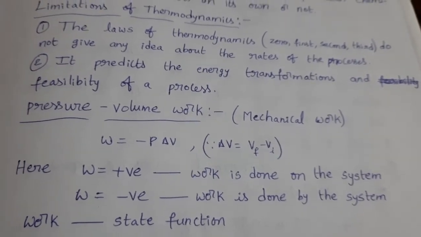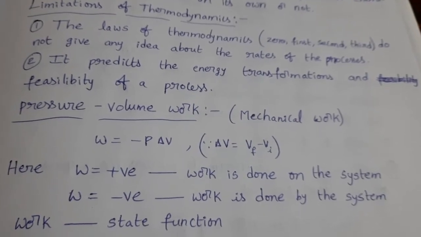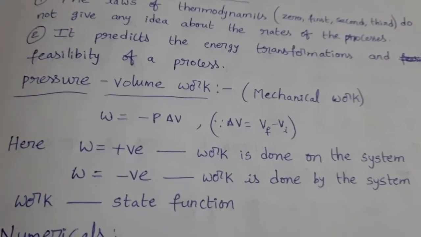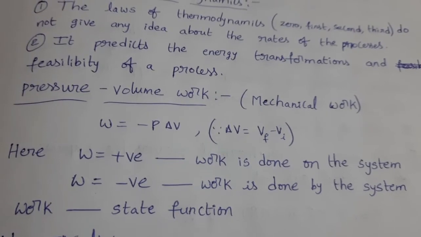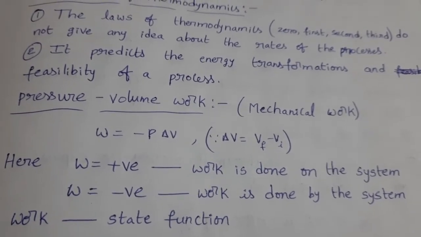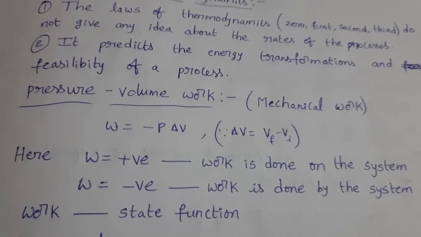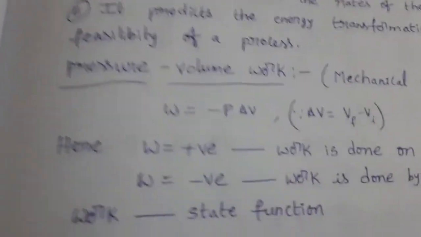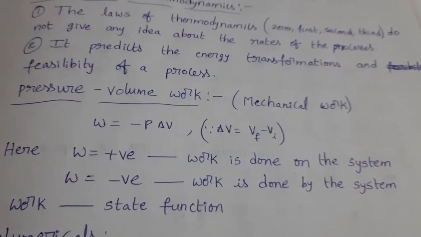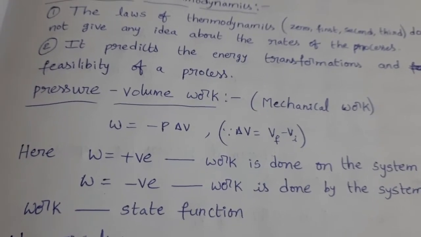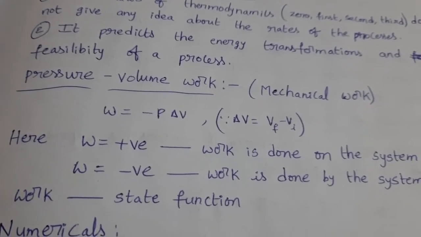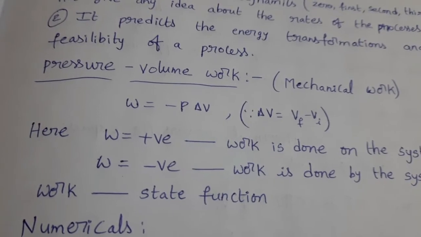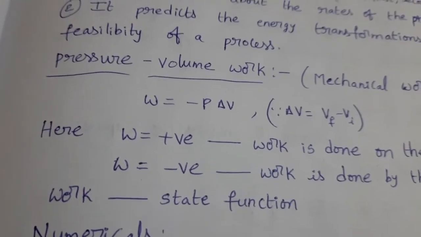Work done on the system, in which case can we expect this positive work? Compression. If a gas undergoes compression, work is done on the system, so work done is positive. And expansion means work is done by the system. Here the system is gas. The gas undergoes expansion and compression. Compression means work is done on the system, so W is positive. Expansion means work is done by the system, so W is negative.